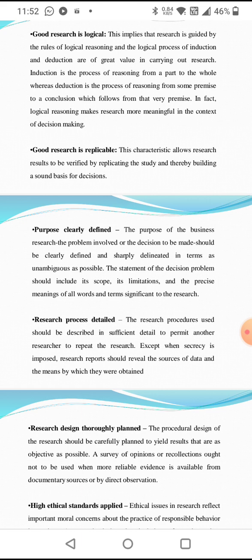Research process detail. The research procedures used should be described in sufficient detail to permit another researcher to repeat the research. Except when secrecy is imposed, research reports should reveal the sources of data and the means by which they were obtained.